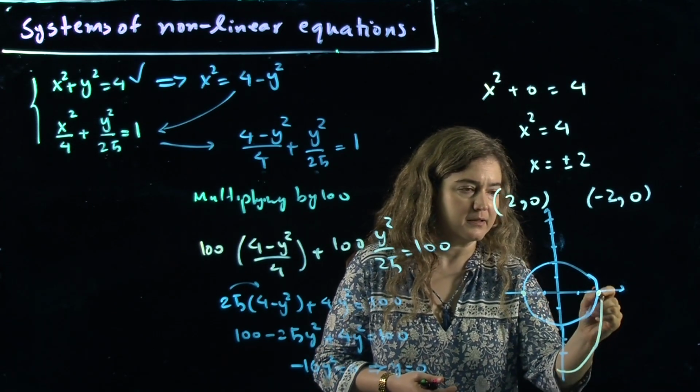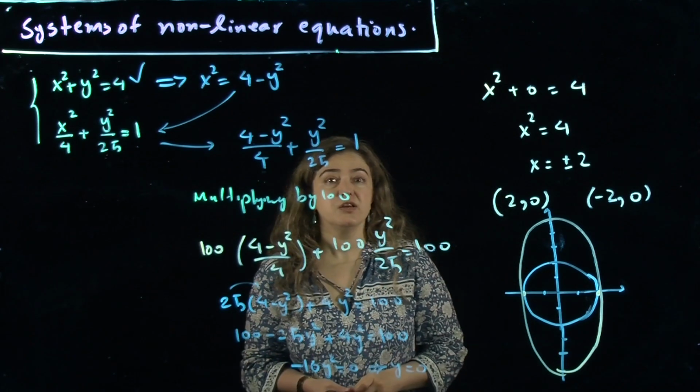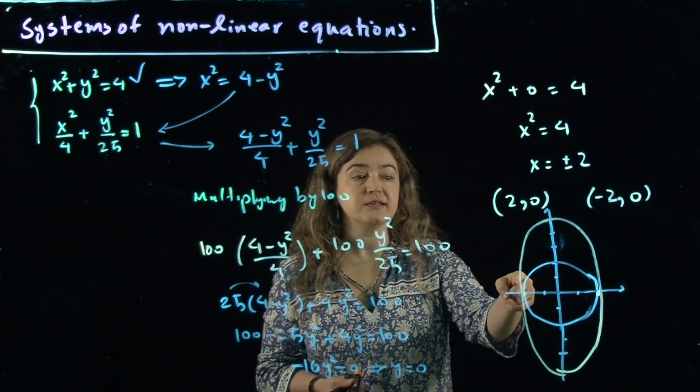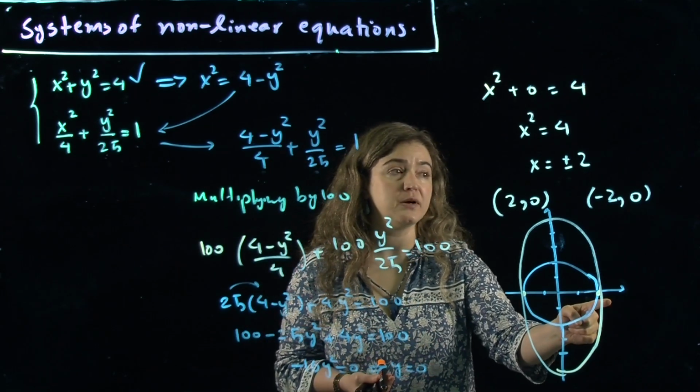And it looks like this. So the circle is tangent to the oval at (-2, 0) and (2, 0).